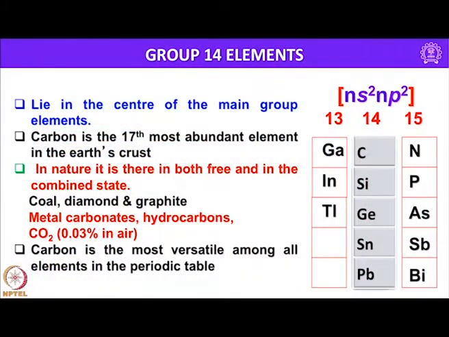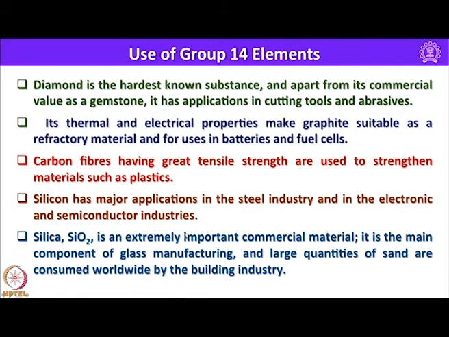So group 14 with ns2 np2 electronic configuration is almost at the middle of the main group elements. Of course, carbon is well known for its organic chemistry and also catenation, and silicon finds uses in semiconductors. And diamond is the hardest known substance, and apart from its commercial value as a gemstone, it has application in cutting tools and abrasives. Its thermal and electrical properties make graphite suitable as a refractory material and for uses in batteries and fuel cells. Carbon fibers having great tensile strength are used to strengthen materials such as plastics.